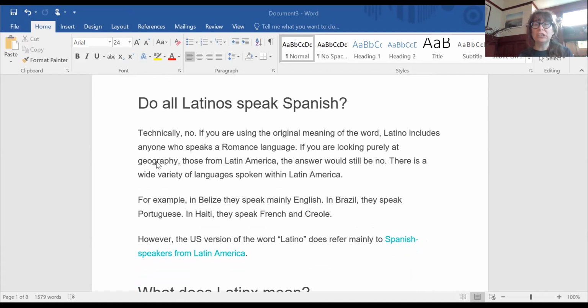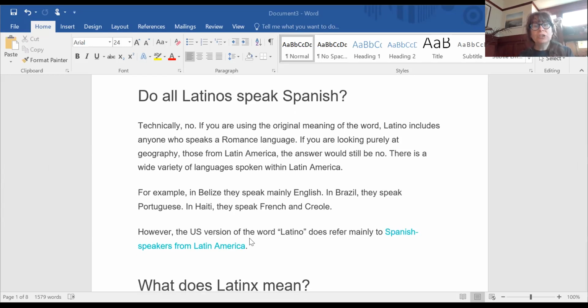If you're looking purely at geography, those from Latin America, the answer would still be no. There are different languages spoken within Latin America. For example, in Belize, they speak mainly English. In Brazil, they speak Portuguese. In Haiti, they speak French and Creole. So you can be a Latina or Latino and not speak Spanish. However, the US version of the word Latino does refer mainly to Spanish speakers from Latin America, although not always, so don't assume.